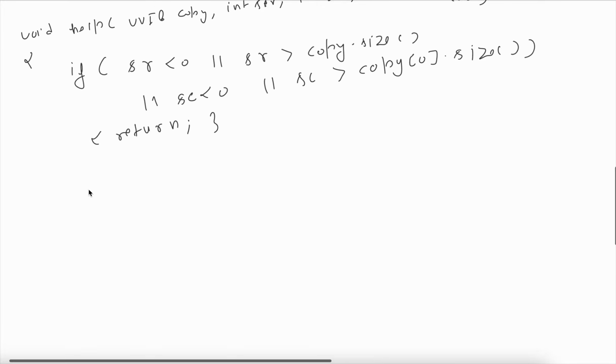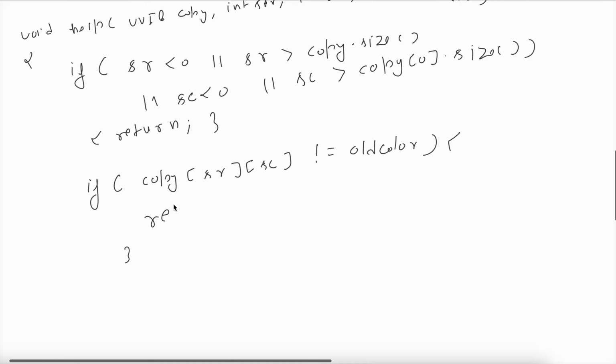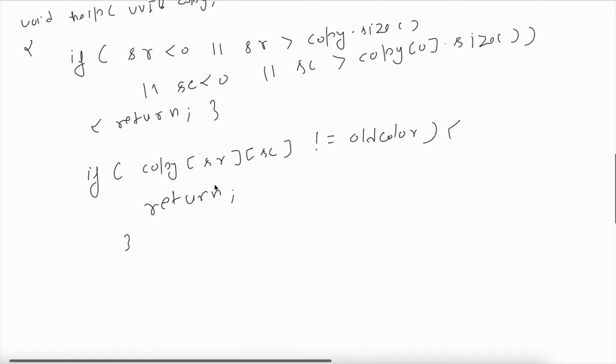Now the second base case: if copy of sr, sc, which is your current color, is not equal to the old color, then we will not update anything here, so we will return. Now the only thing left is to call the recursion.